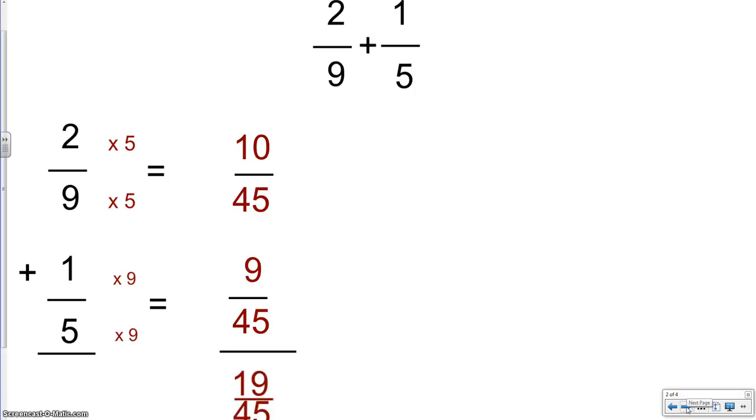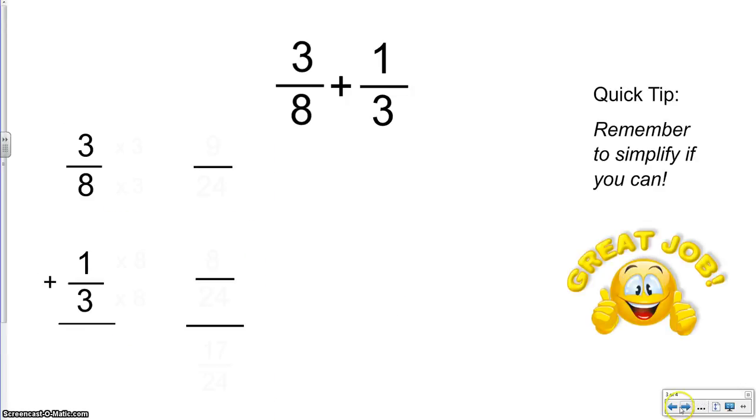All right, let's do one more example. Okay, so we have 3/8 plus 1/3. Again, we have an 8 and a 3, and that's not allowed. They both have to have the same denominator. So we set up our fractions on the side, and we're going to make equivalent fractions that have the same number on the bottom. So we'll use the trick 8 times 3, which is 24.